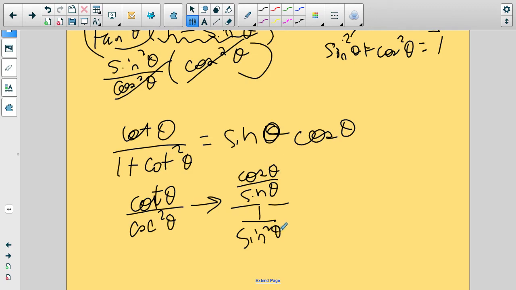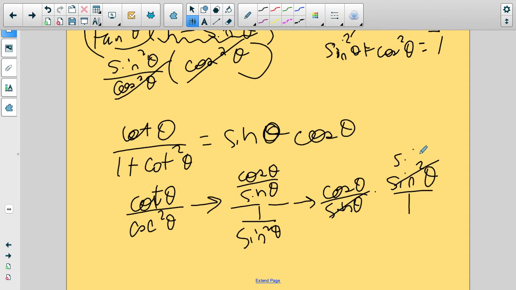Keep change flip. So I have cosine over sine times sine squared over 1. What happens? Sine goes into sine squared, and it leaves you what you're looking for: cosine theta times sine theta, or sine theta times cosine theta. Again, I'm trying to give you a really good window into why I'm choosing what I choose.